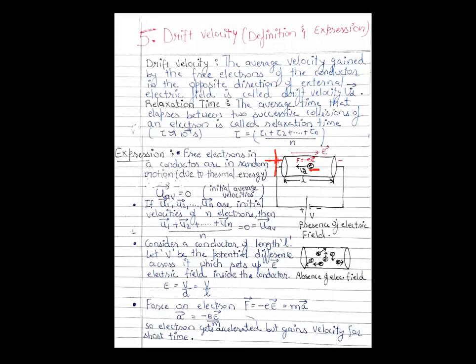So what will happen? Obviously, the electron will experience a force in the direction opposite to the electric field. The electric field is in this direction, right? From positive to negative. And the free electrons inside the conductor will experience a force towards the positive terminal, because negative electrons are attracted towards the positive side, right? So a force will act on them.